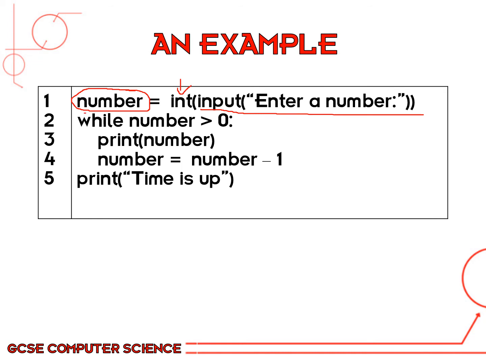We've got a loop, which is a condition controlled loop, a while loop, and while the number is greater than 0, we're going to do this code which has been indented. Once that loop has finished, in other words when the number is no longer greater than 0, it will print out time is up. Otherwise, it's just going to keep doing this over and over again.